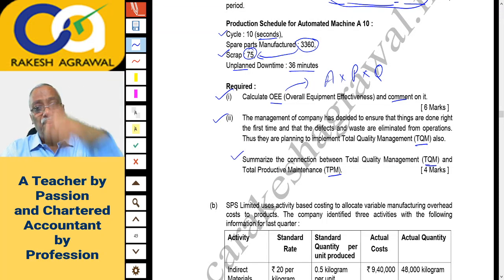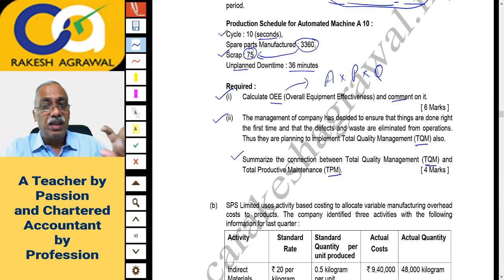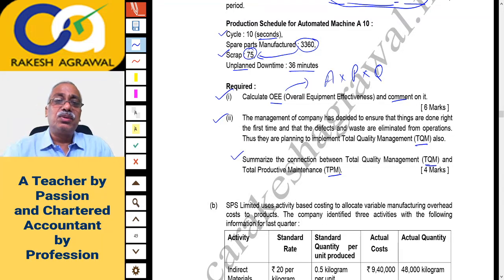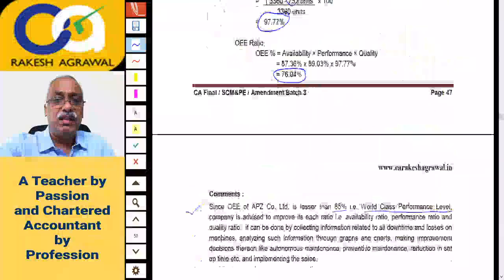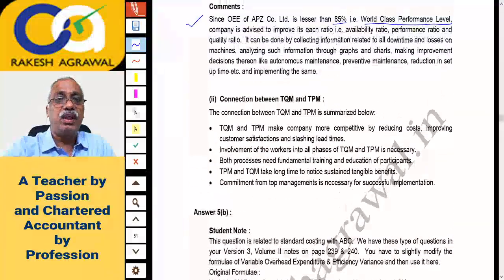You will find this note is written in our regular batch, right? Comparison or connection between TQM and TPM. So you have to just write a note for 4 marks. Even if you write 4 points, it will be enough. Must be written here. You can read it, I think. Or if you want, I will also read.